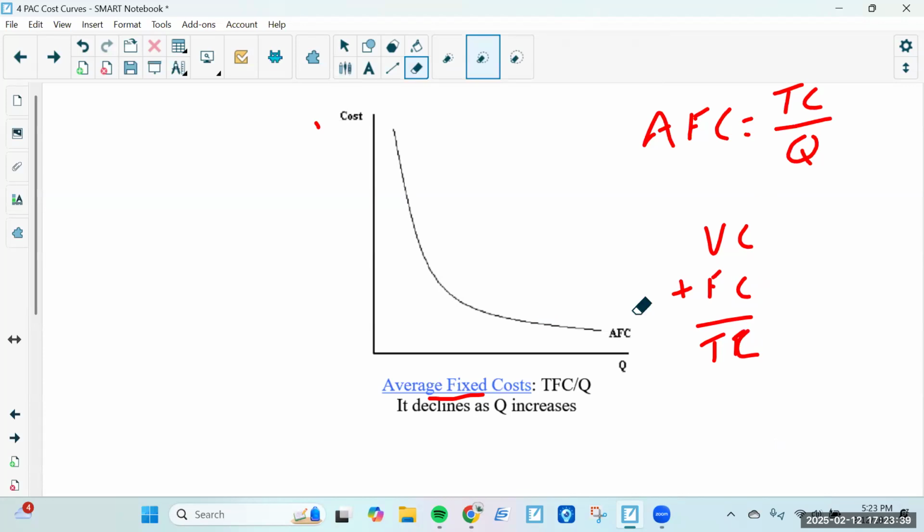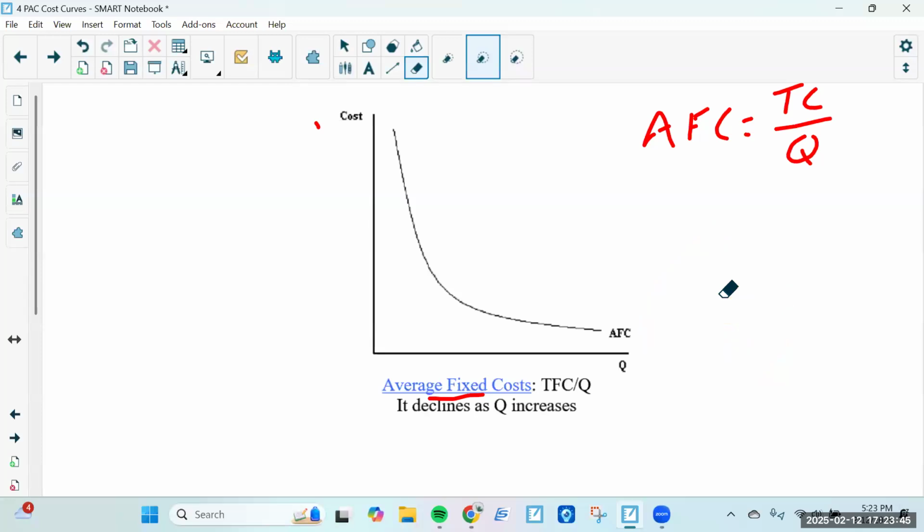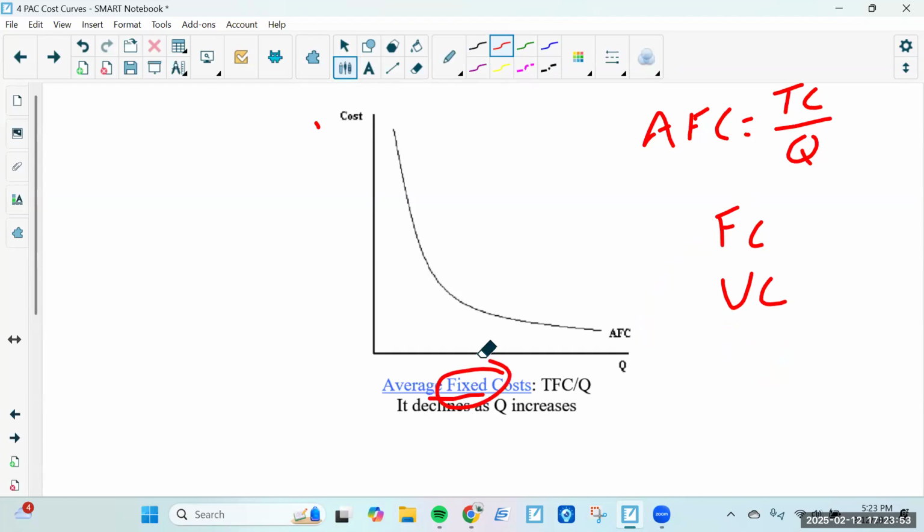I'm messing this up because I'm trying to pull variables in and make it harder for you to think this out. So let me just say, what if they give you fixed costs and variable costs? What are you missing? You're missing total cost. What if they give you total cost and variable cost? What are you missing? You're missing fixed cost.